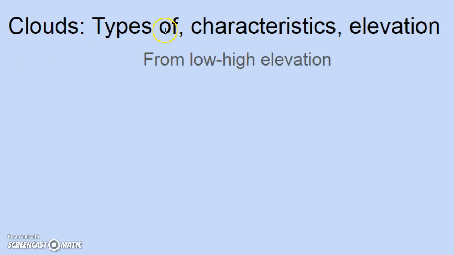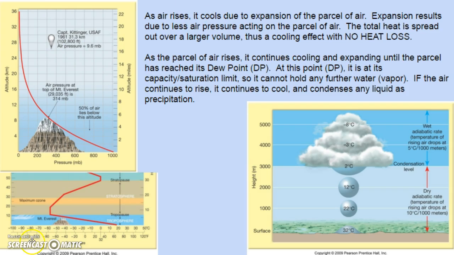All right, this lecture concludes lab exercise 8. It'll be on activity 5. We'll be looking at types of, characteristics, and elevation of different clouds. And we'll be looking at what happens when air is stable or unstable. So let's start off with what we know.